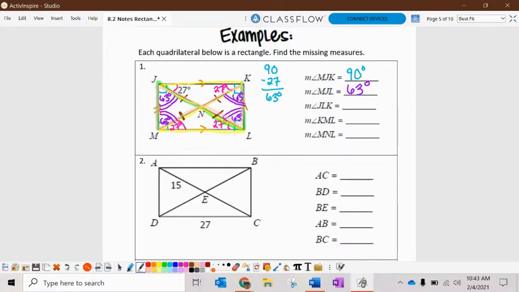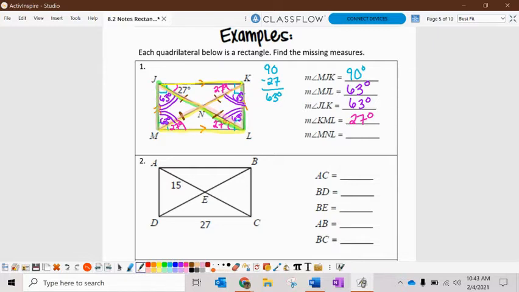Okay, so let's see if we can fill in more of these missing angles. They wanted to know the measure of angle JLK, so J to L to K, that's that purple angle here. So that's also 63 degrees. They want the measure of angle KML. We said that's our little 27 degrees there at the bottom. And they want the measure of angle MNL.